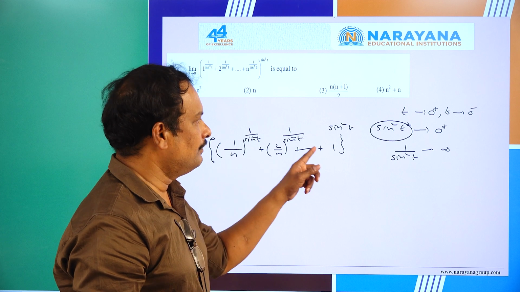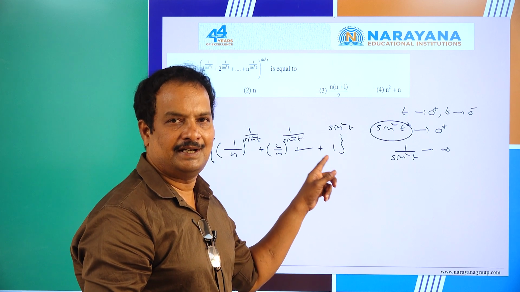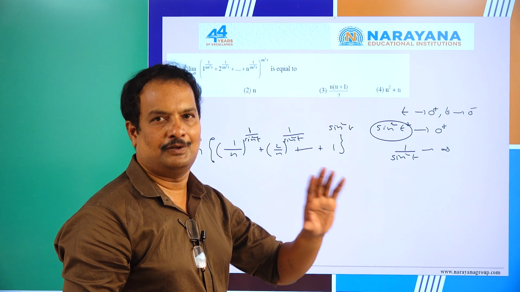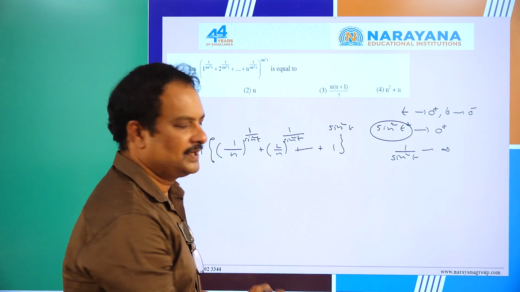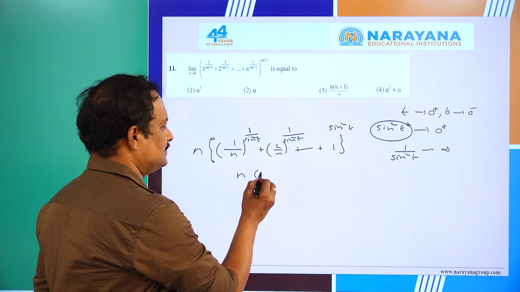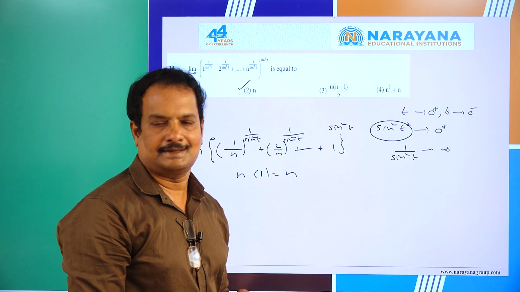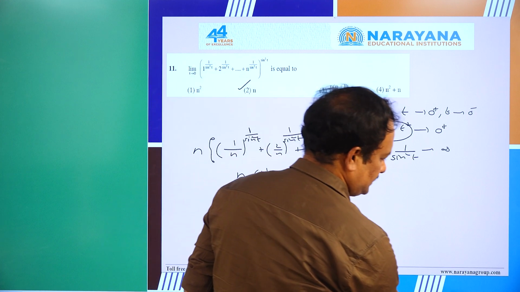So n into 1 power means, base is tending towards 1, power is tending towards 0. So 1 power 0, not 1 power infinity, it's 1 power 0. So finally this is n into just 1, it's equal to n. So the second option is the correct answer. Now let's go for the next question.